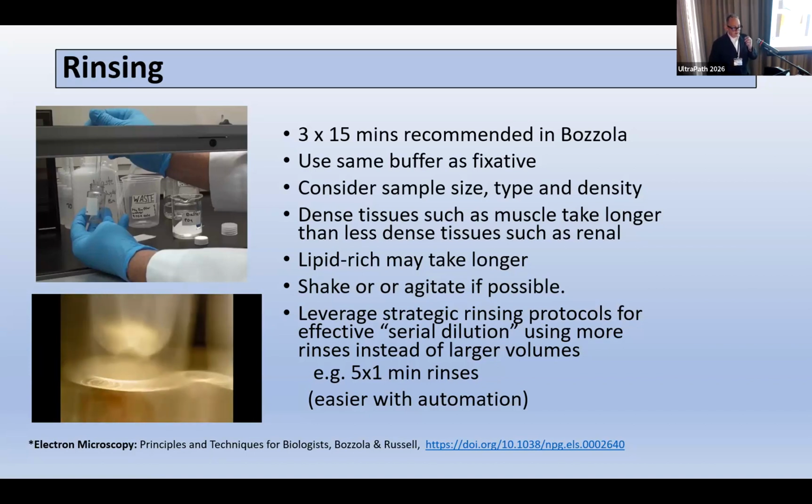So the sample is a cubic millimeter. You're putting 200 microliters in. So you do a 200 times higher dilution 5 times, and the dilution ratio gets astronomical.